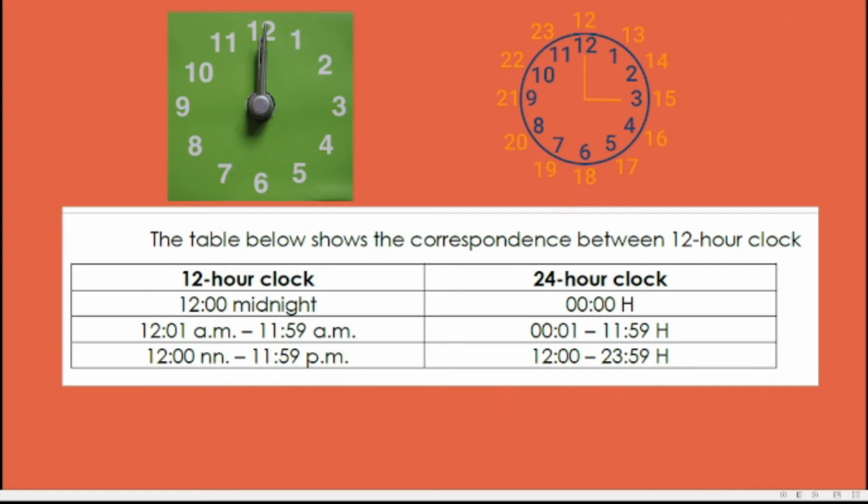The table shows the correspondence between the 12-hour clock and the 24-hour clock. In the 12-hour clock, 12 midnight is 0 hour in the 24-hour clock. Another, 12:01 AM to 11:59 AM in the 24-hour clock is 0001 to 1159 hours. Another one, 11:59 PM is 2359 hours.